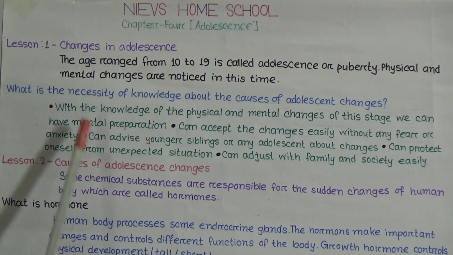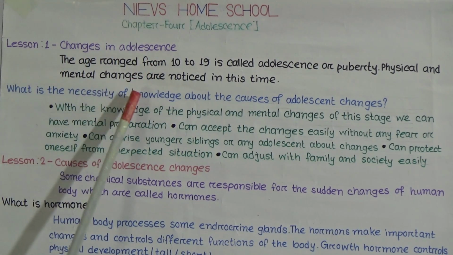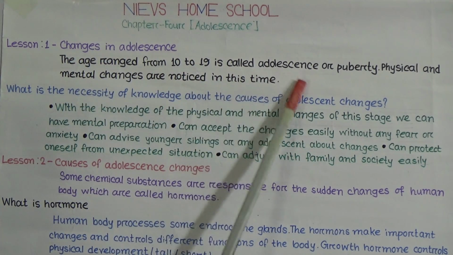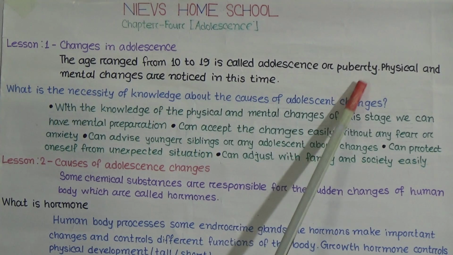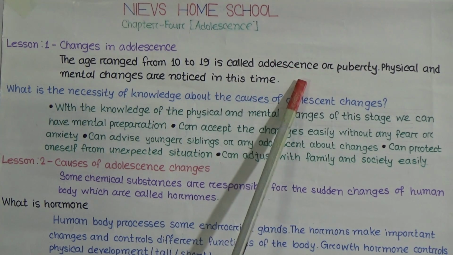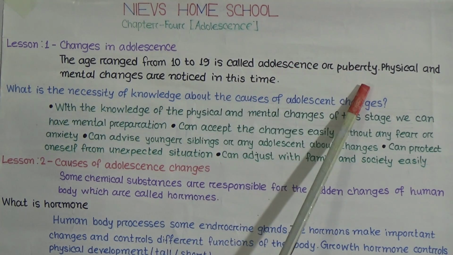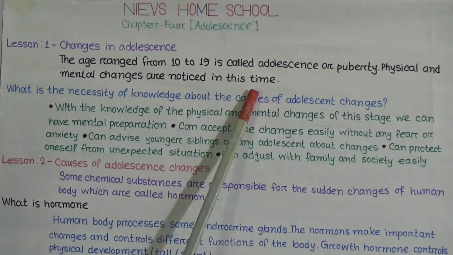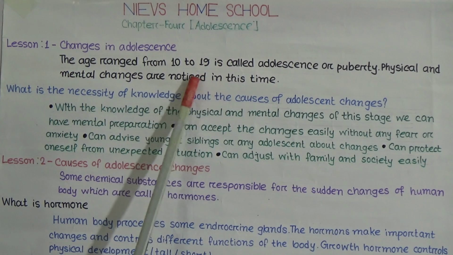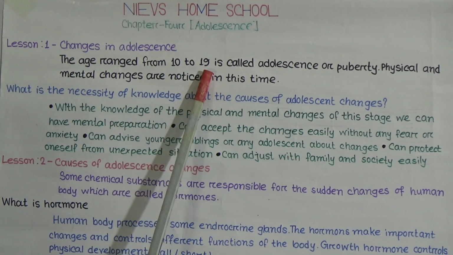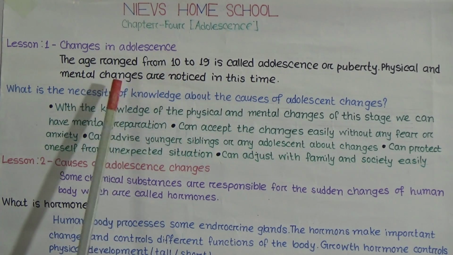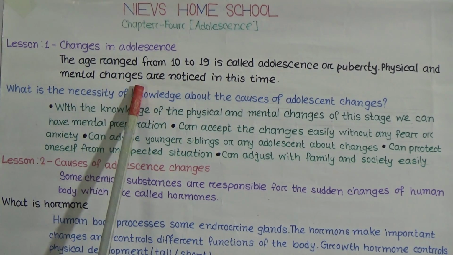So the first question arises, what is adolescence? The age range from 10 to 19 is called adolescence or puberty. So another name of adolescence is puberty. Physical and mental changes are noticed in this time. So in the time of 10 to 19, this is the time of adolescence or puberty, and we find physical and mental changes in our children.